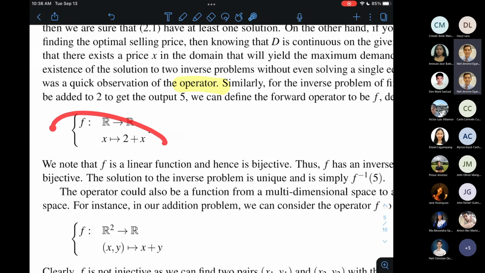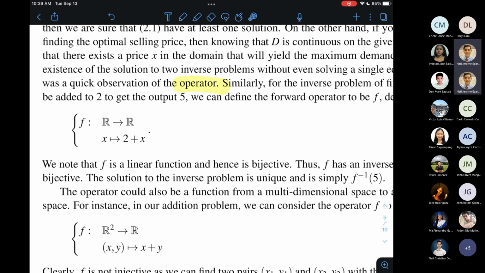And since we know that f, the forward operator, is bijective, it has an inverse. So there is a unique solution to this inverse problem, right? And probably this is what someone mentioned earlier. I think it was Kaiser who mentioned that yes, there is a unique solution to the inverse problem because the forward operator is invertible. Because that's the whole sense of it.